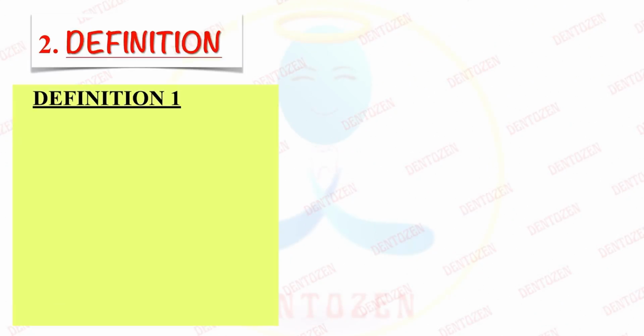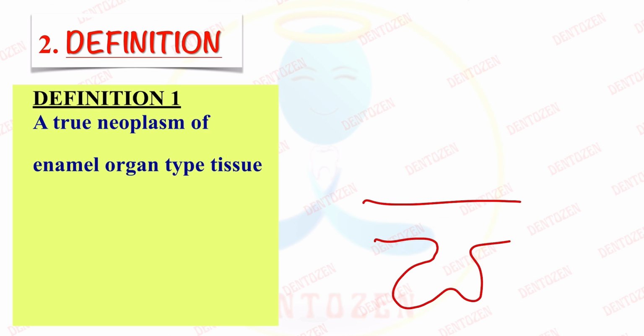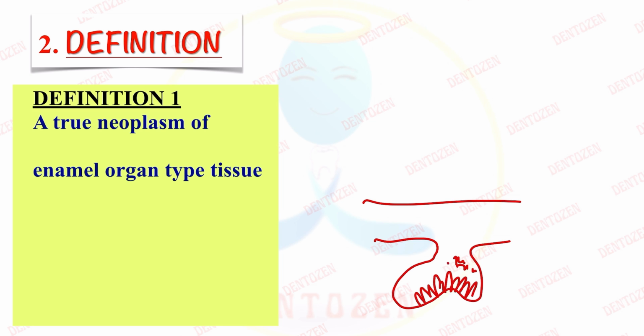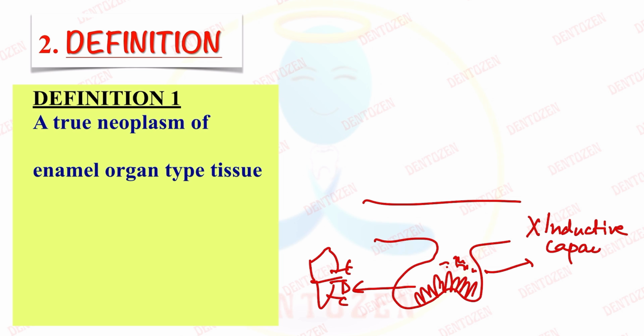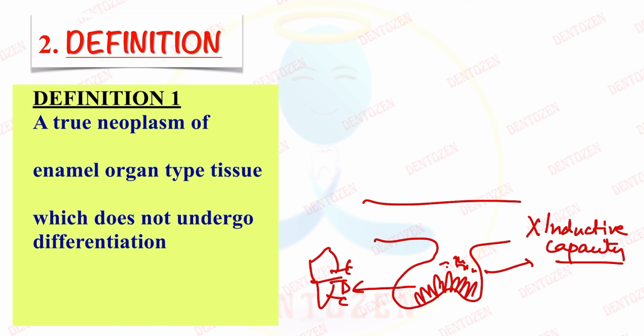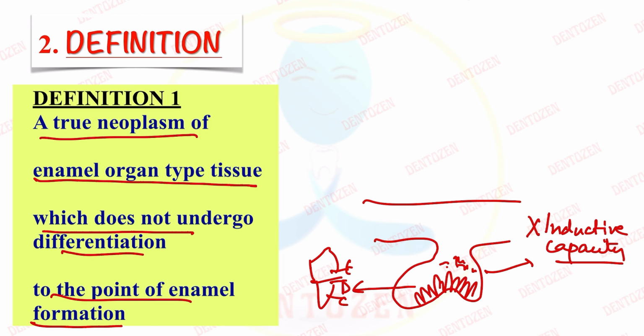Now we come to the definitions. There are two definitions. So the first definition says that it is a true neoplasm of enamel organ type tissue. Enamel organ, in which ameloblast cells are there, in which stellate reticulum cells are there, normally forms tooth, that is hard tissues, that is enamel, dentine, and cementum. But when it forms a tumor, that is ameloblastoma, the cells lack inductive capacity, that is, they cannot give signals, so they cannot function properly, they cannot form hard tissue. So that is the definition. It is a true neoplasm of enamel organ type tissue which does not undergo differentiation to the point of enamel formation. So that is important for your entrance. The tumor in which cells lack inductive capacity is ameloblastoma.